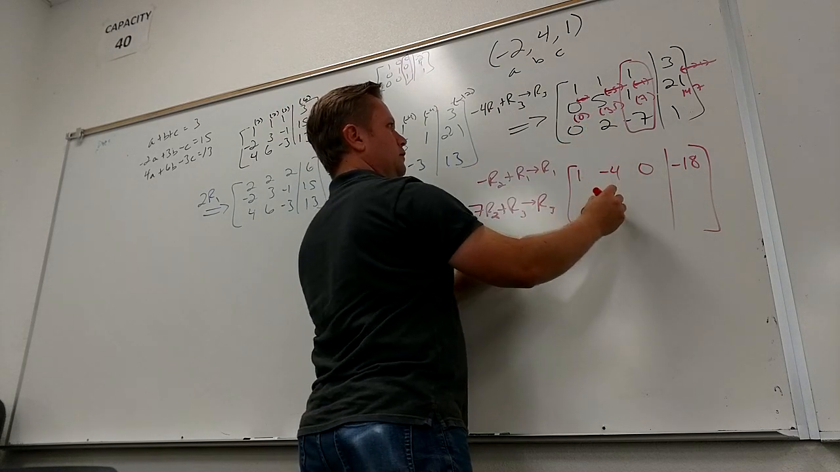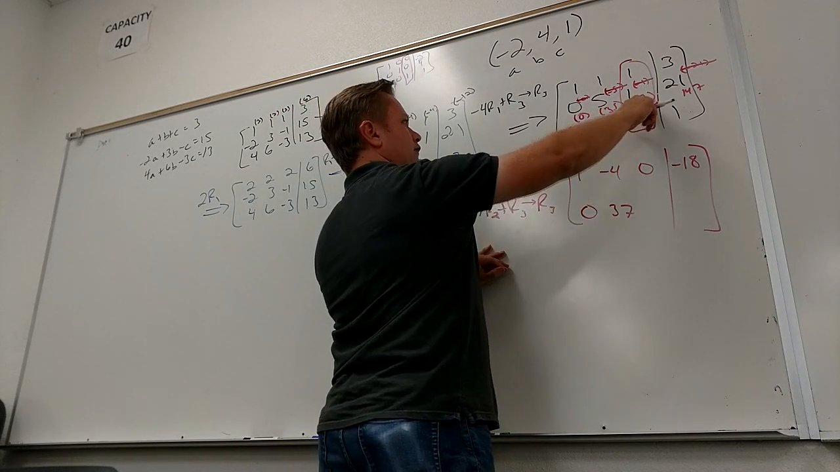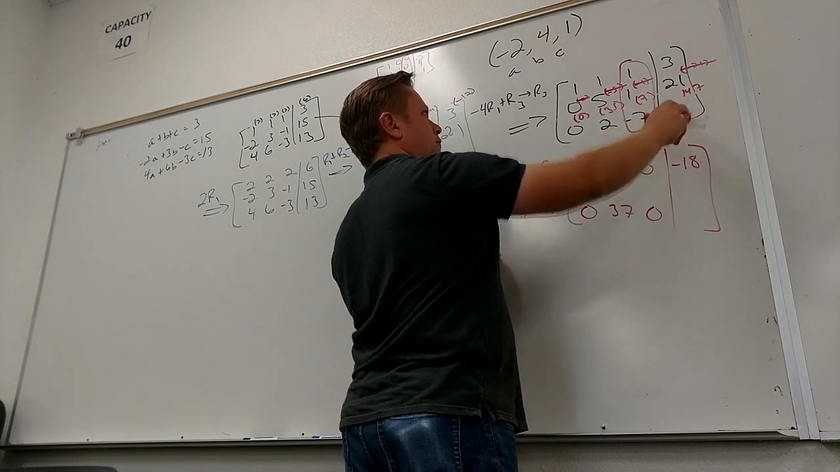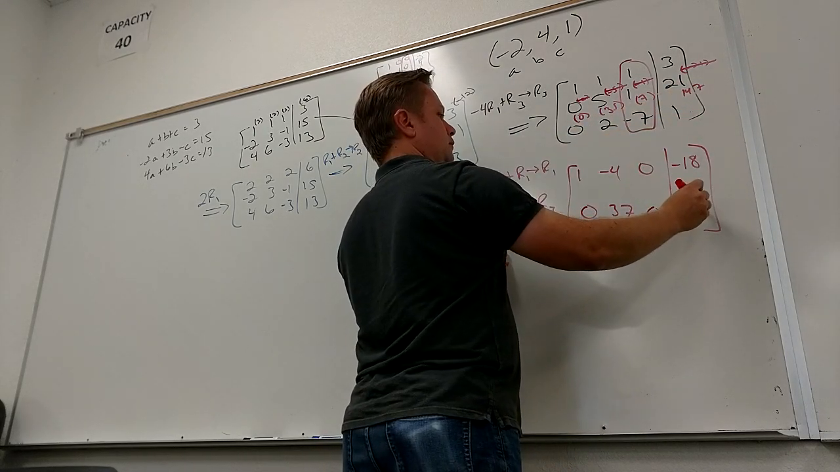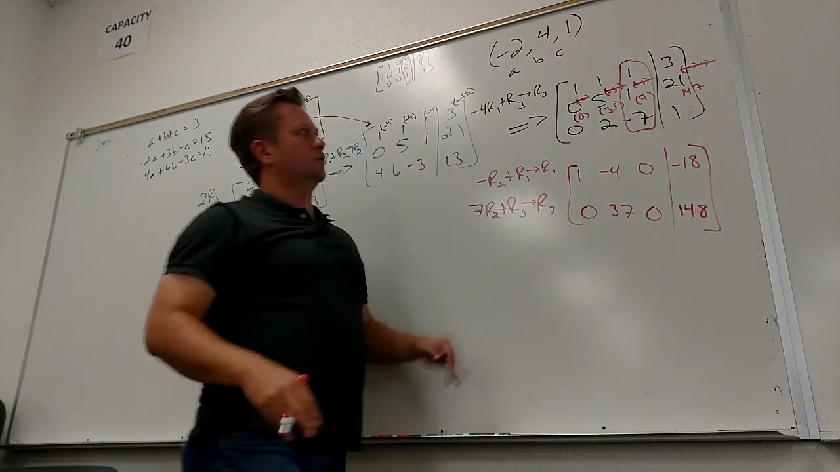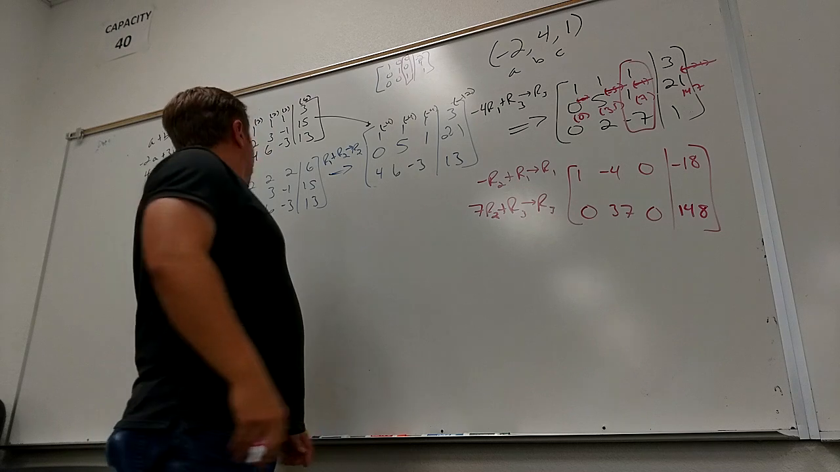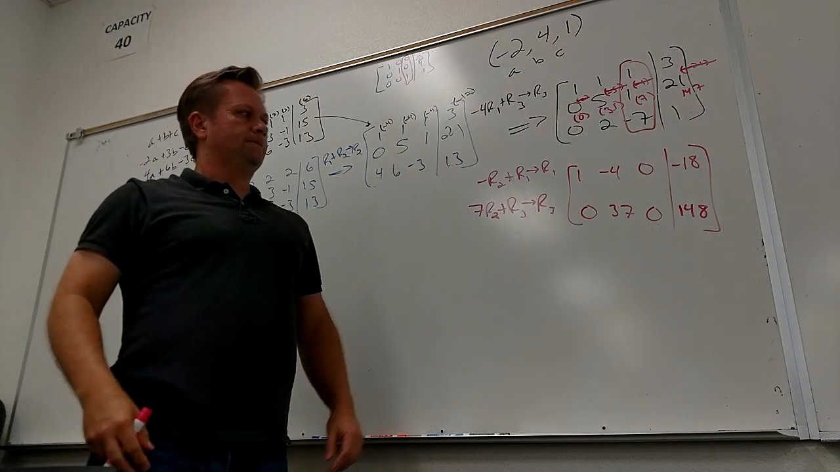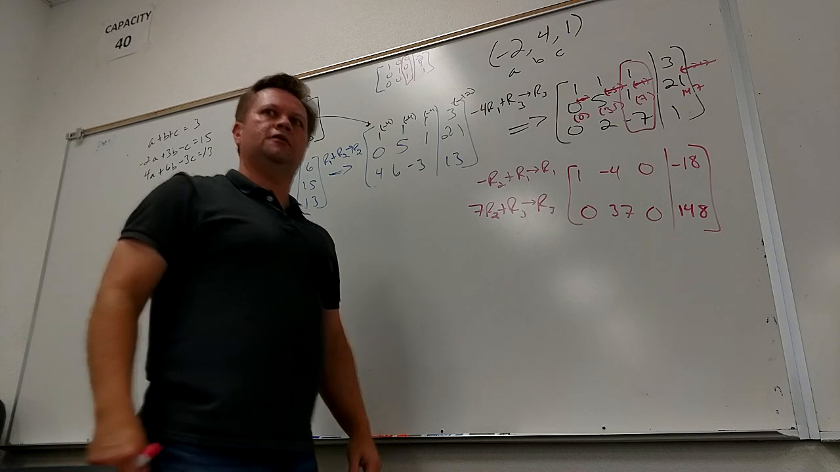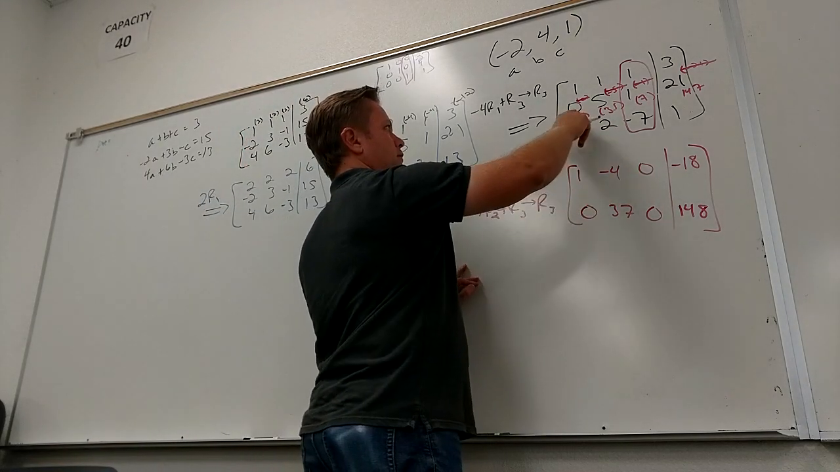35 plus 2 is 37. 7 and negative 7? 0. 147 and 1? 148. Right. Let me make sure that, yeah, okay. But yeah, 2 rows there. All right. And what's the second row still?